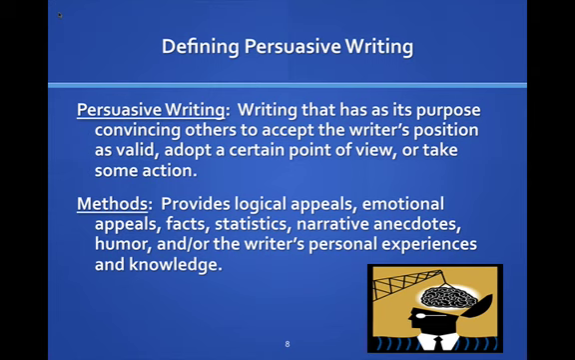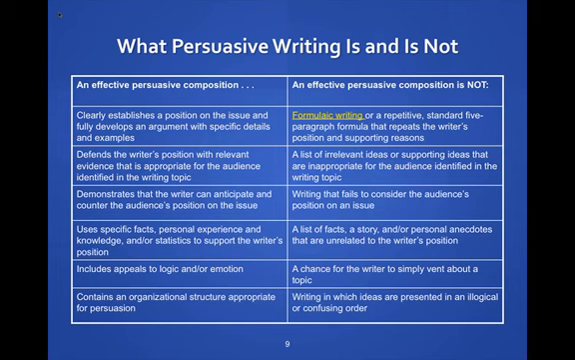Defining persuasive writing. Persuasive writing is writing that has as its purpose convincing others to accept a writer's position as valid, adopt a certain point of view, or take some action. Methods of persuasive writing are providing logical appeals, emotional appeals, facts, statistics, narrative, anecdotes, humor, and/or the writer's personal experiences and knowledge. What persuasive writing is and is not.